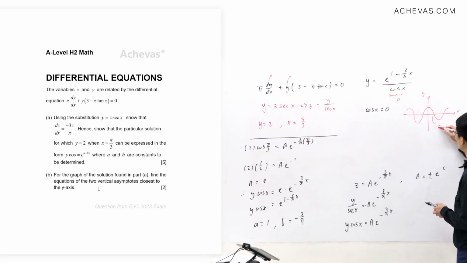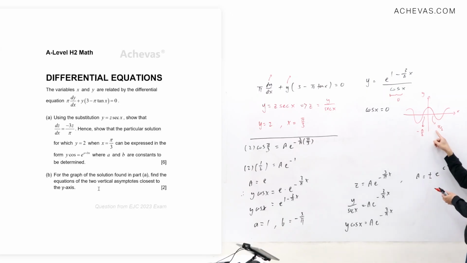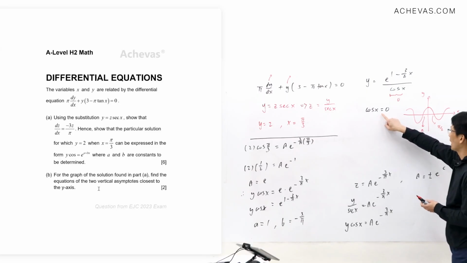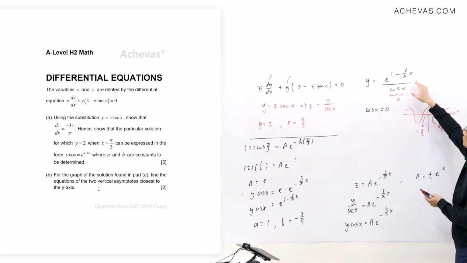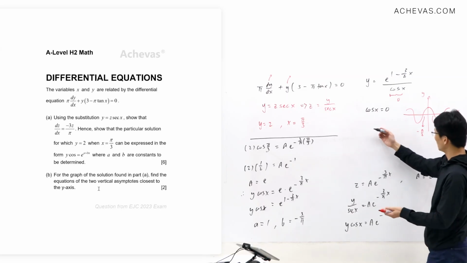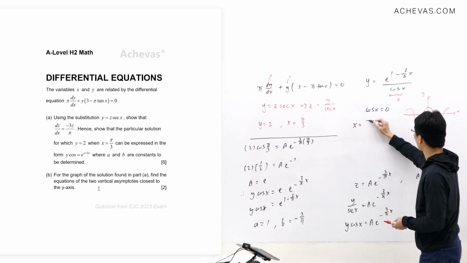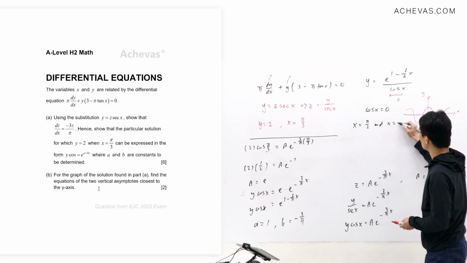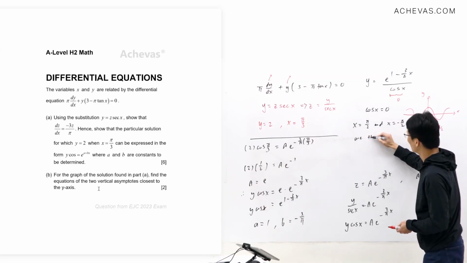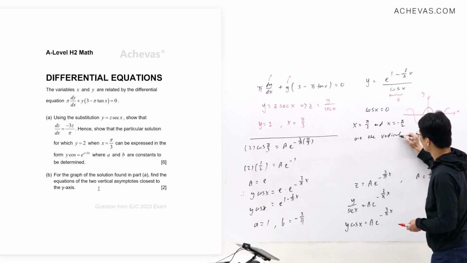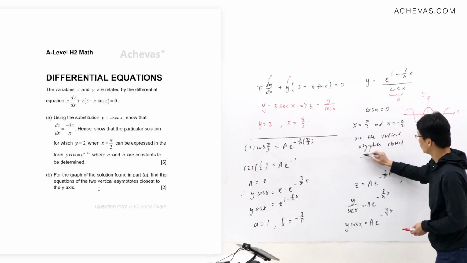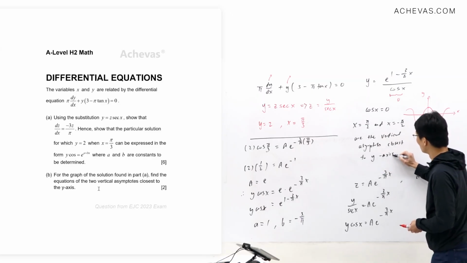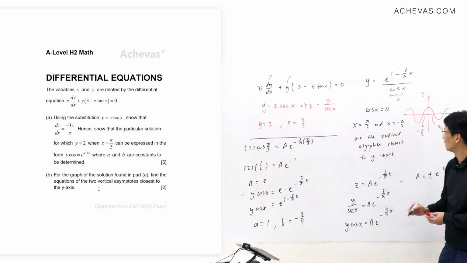And this value here will be pi over 2, and this value here will be minus pi over 2. All right, these are the two values that give me cosine x equal to 0. And basically, these two will just be the values that cause the curve to be undefined. So therefore, we can just straight away say x equal to pi over 2 and x equal to minus pi over 2 are the vertical asymptotes closest to the y-axis. Right, so these two values are the answers that I need.